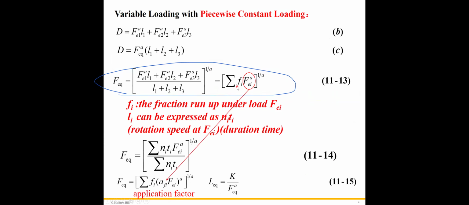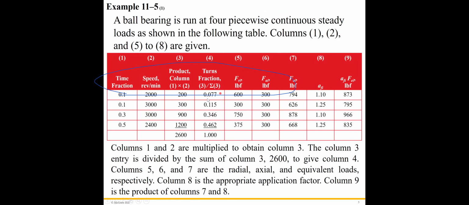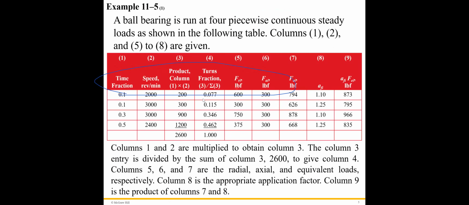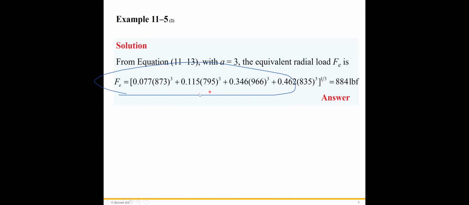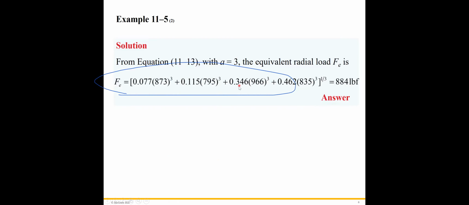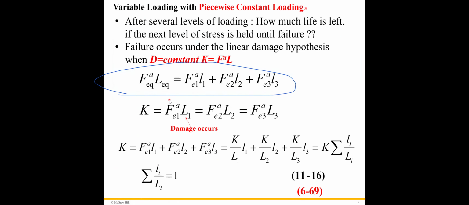So the Fi for here is 0.077, and for this one 0.115 here, and 0.346 here, and so on. And then we get the equilibrium load.